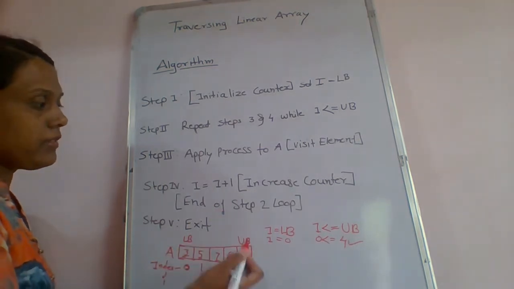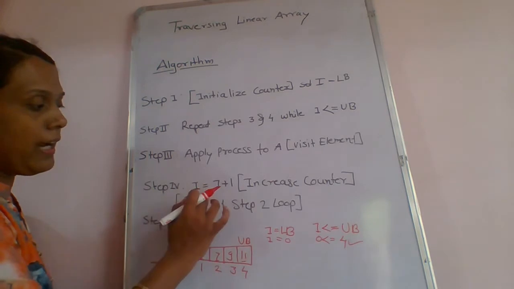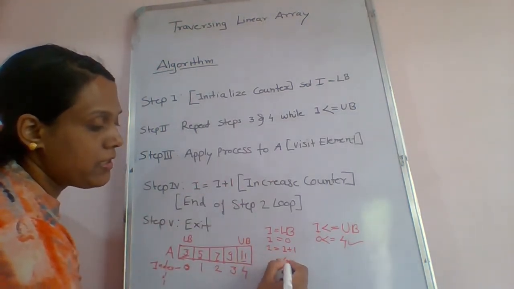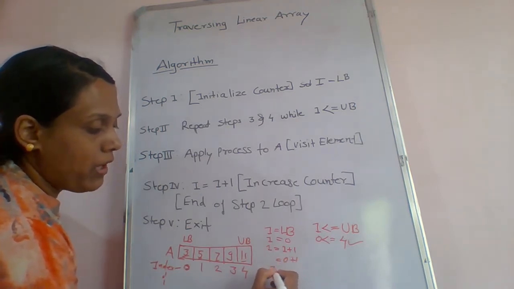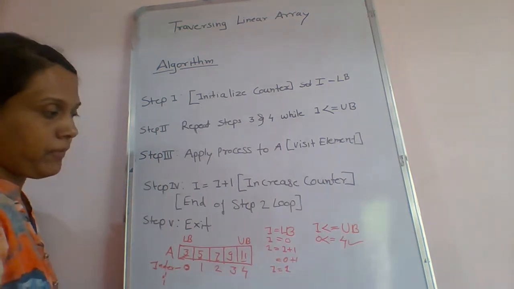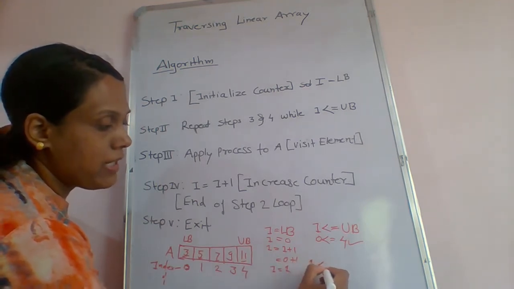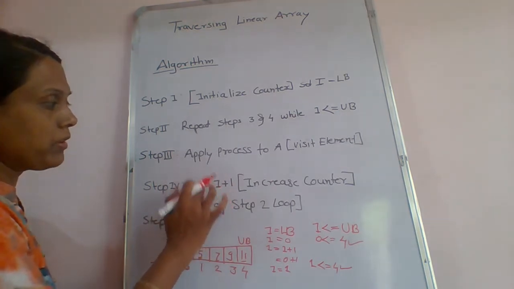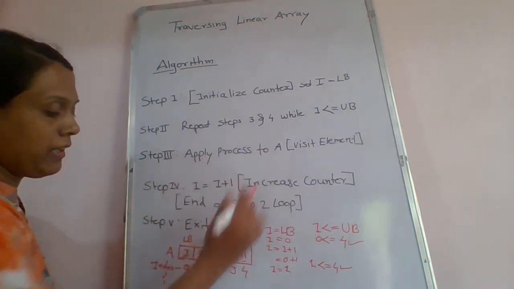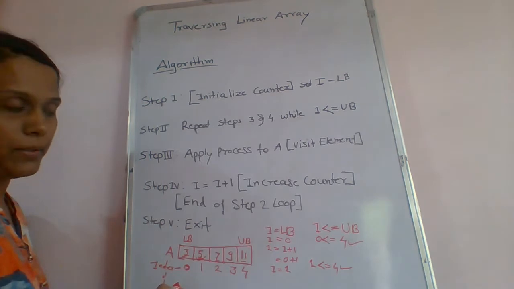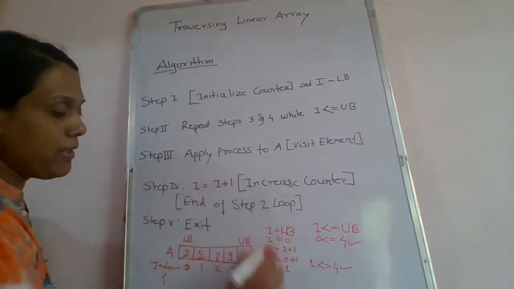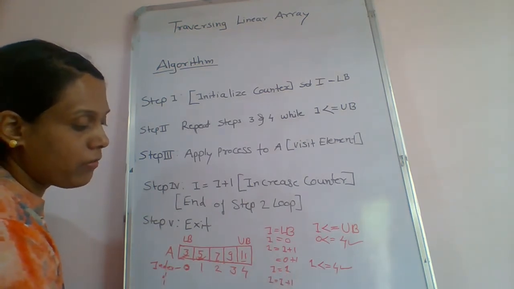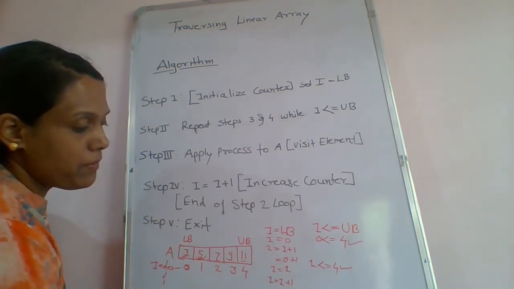Okay. After that we come to step 4, I equals I plus 1. So I equals 0 plus 1, so I becomes 1. Now we check: 1 is less than or equal to 4. The condition is true, so we come to the statement apply process to A. We visit the element 5. Again I becomes I plus 1. What is our I? 1. 1 plus 1 becomes 2.